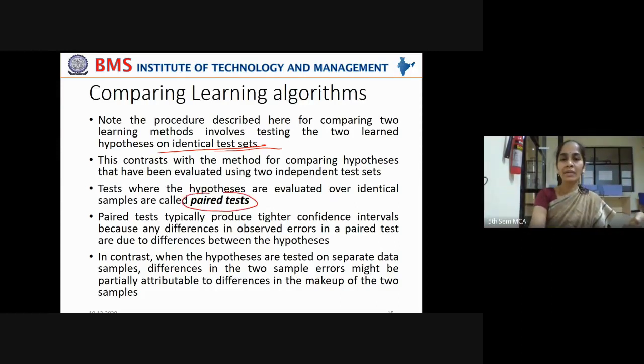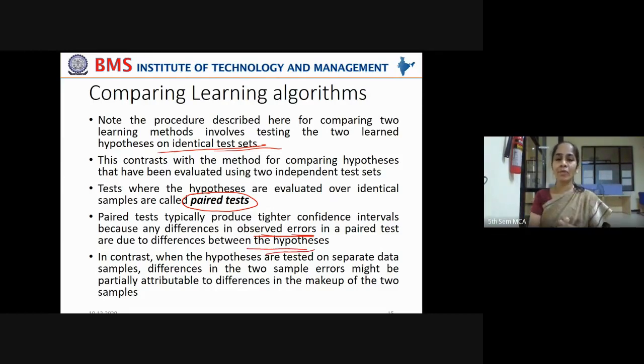They are called paired tests. The name given to that kind of test is paired test. Now, paired tests typically produce tighter confidence intervals because any differences in observed errors in a paired test are due to differences between the hypotheses.